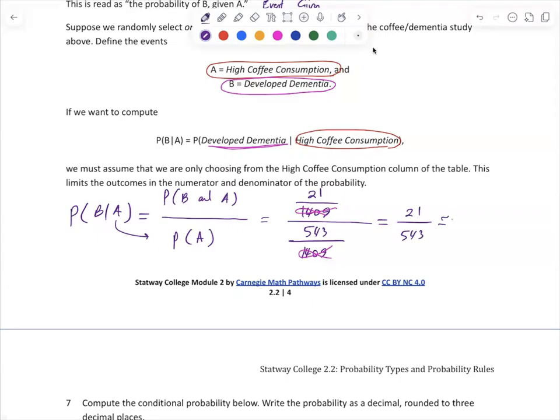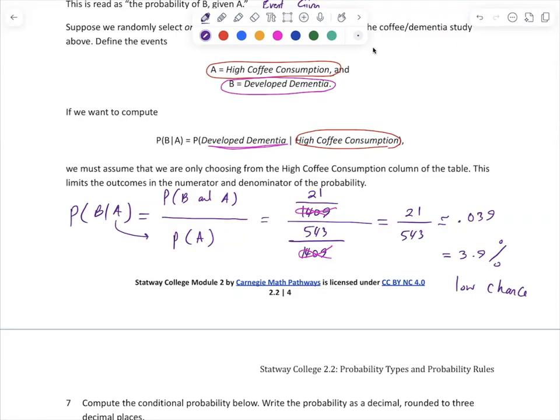Let me use my calculator. It is 0.039 or 3.9%. So this is a low chance, everyone. Low chance of developing dementia, right? If you are in the high coffee consumption group, there is a low chance that you get dementia.